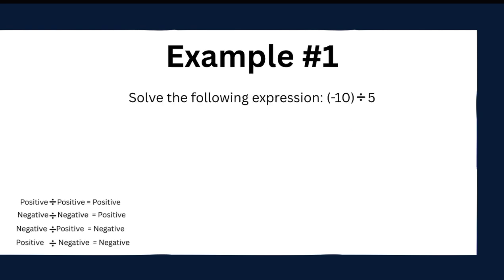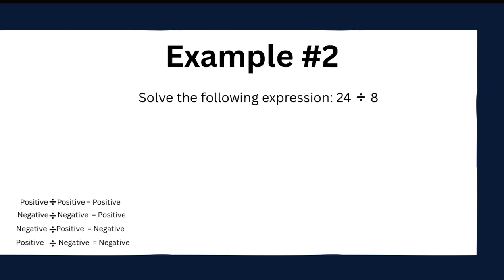Starting off very strongly, I have negative 10 divided by 5. I know that a negative divided by a positive is going to get me a negative. So I set up my equation accordingly, and I know 10 divided by 5 is going to get me 2, and I just drop down my negative sign because I know that a negative divided by a positive is a negative.